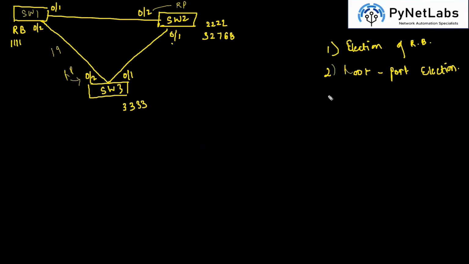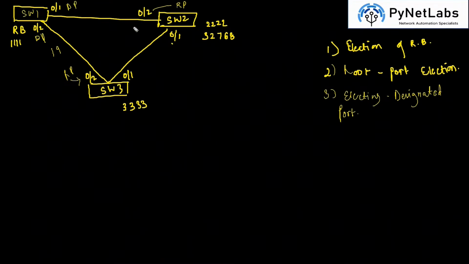Now this brings us to the third step, or the third part of the procedure, which is electing designated port. All the ports of the root bridge are designated ports. As I said before, they will remain up all the time, and we can call them designated ports.